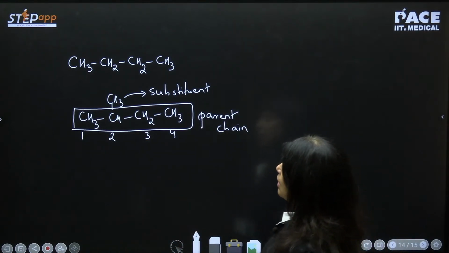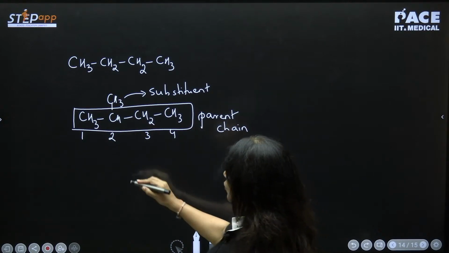Now let us name this. The parent has 4 carbon. So parent is but.